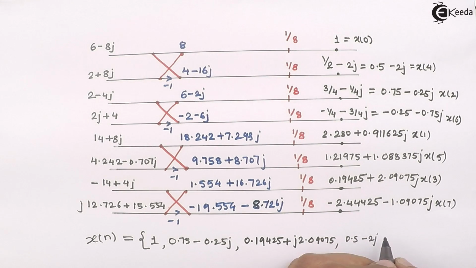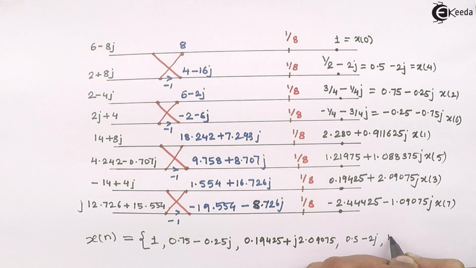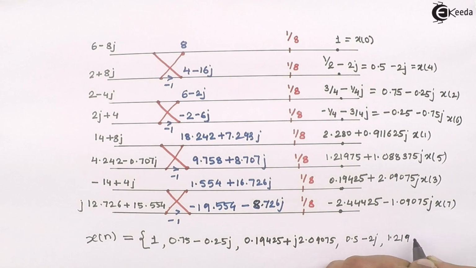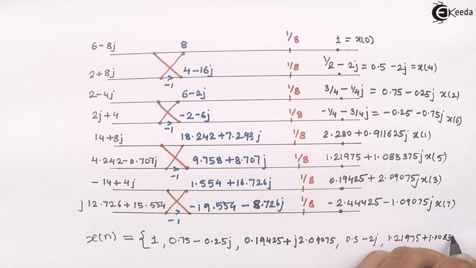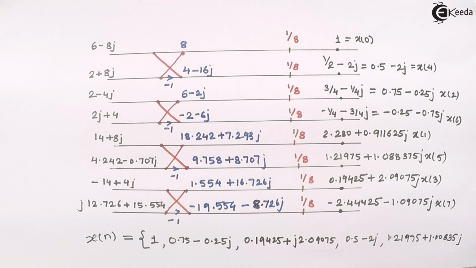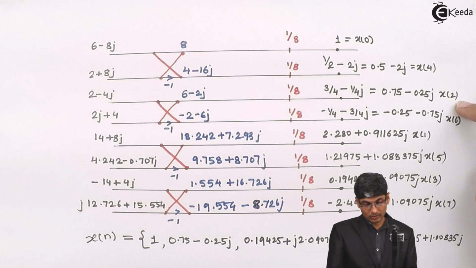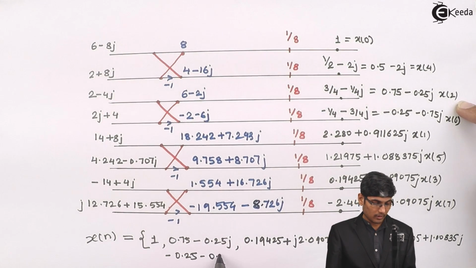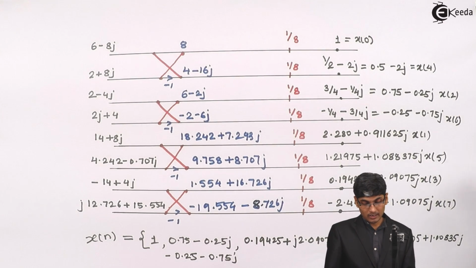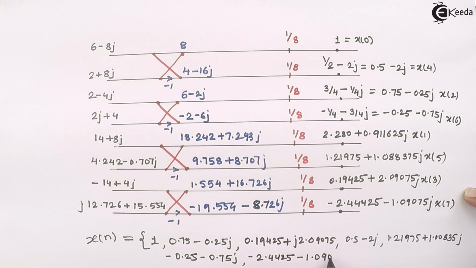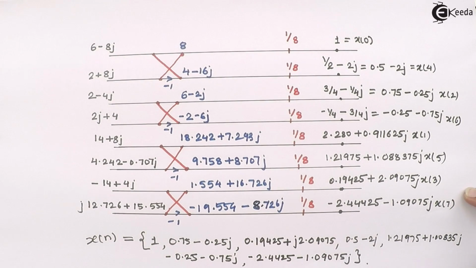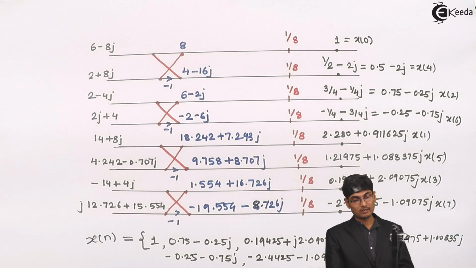Now I'll go to x of 5. X of 5 is 1.21975 plus 1.00835j. That is x of 5. Then I'll go to x of 6, which is minus 0.25 minus 0.75j, and finally x of 7, which is minus 2.4425 minus 1.09075j. So that is the final answer.